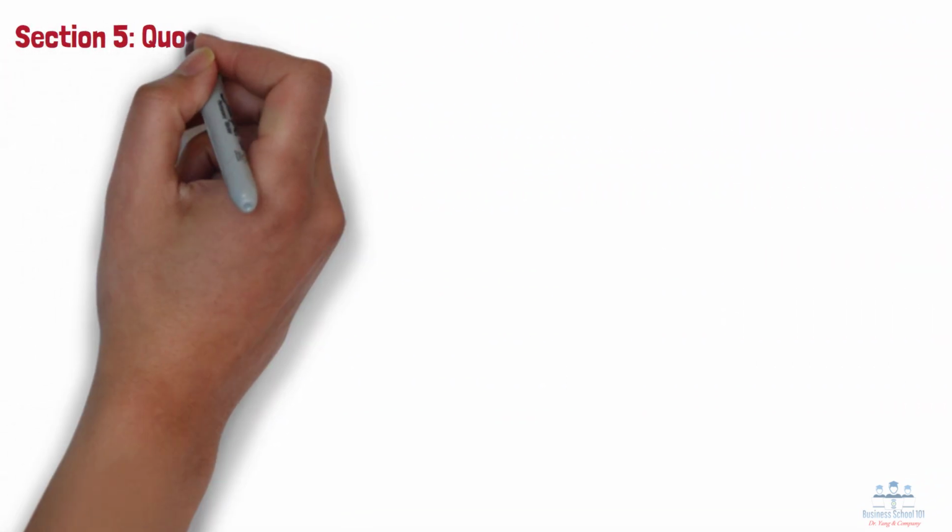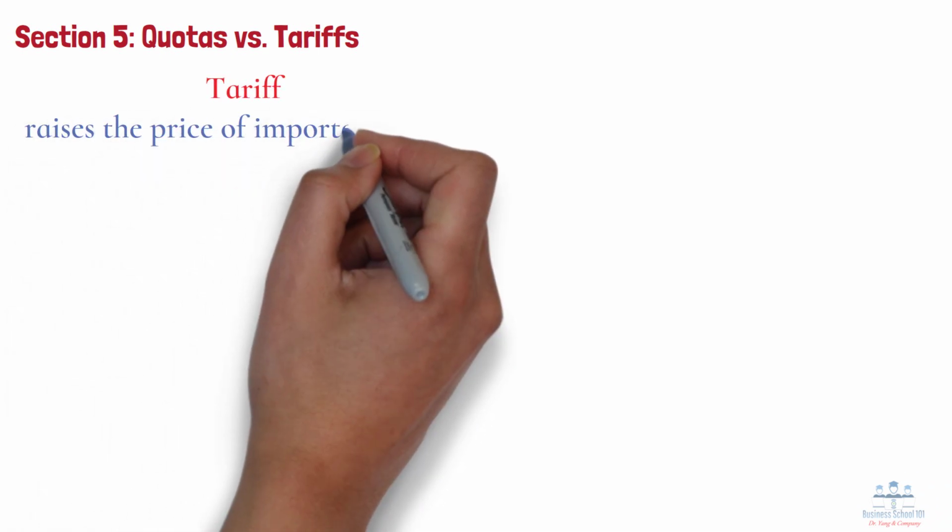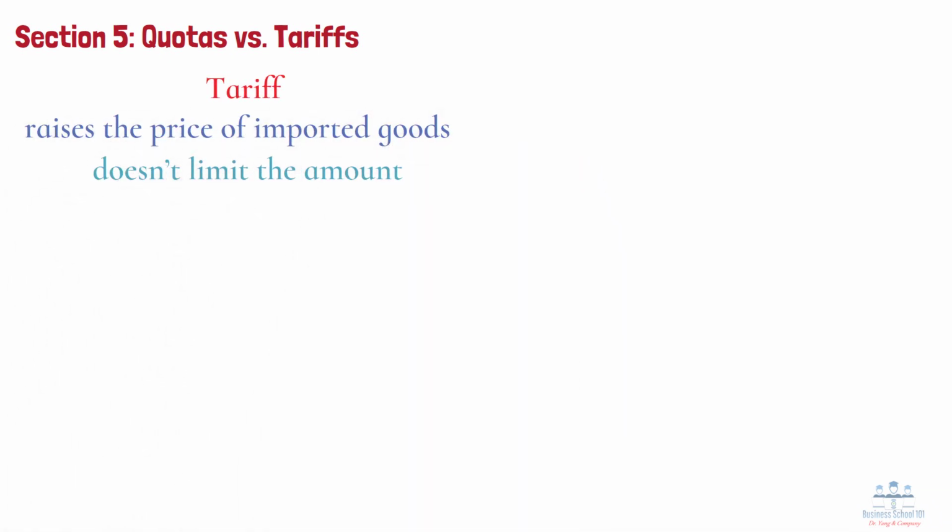Section 5. Quotas versus tariffs. While both quotas and tariffs are tools used to control trade, they work in different ways. A tariff raises the price of imported goods, but doesn't limit the amount that can be imported. In contrast, a quota limits the quantity of goods, regardless of price.